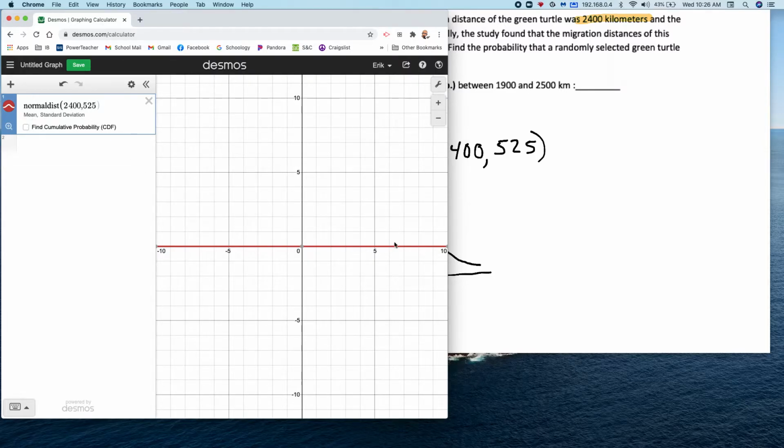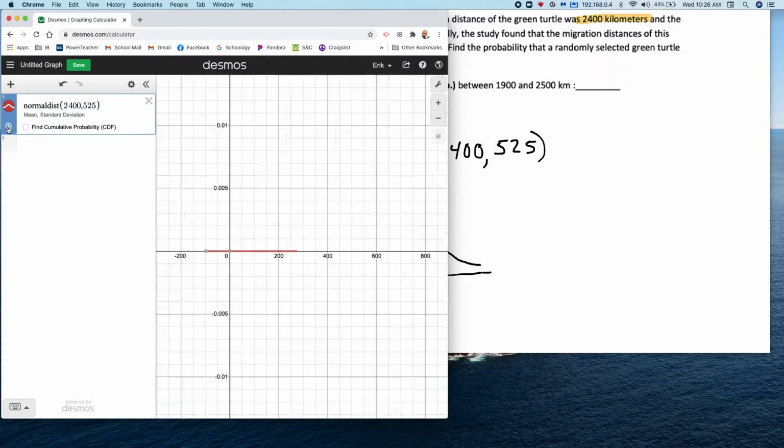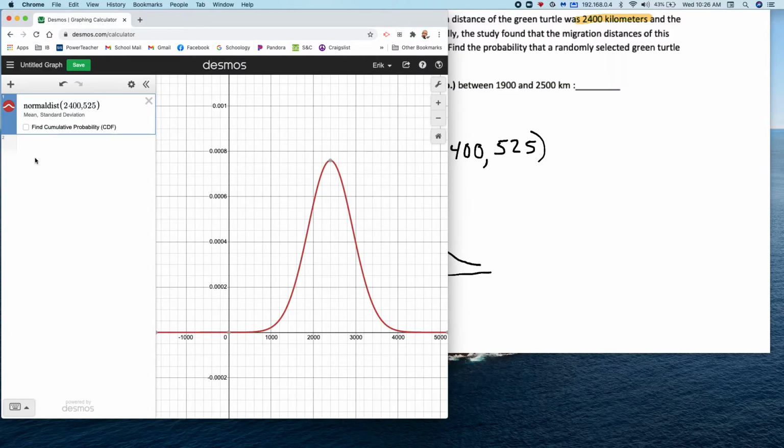Now it looks like this is a flat line. It doesn't look like a normal curve. This little button right here says zoom fit. If I click on that zoom fit, it'll adjust my window so that it looks like a normal distribution. Now it looks like a normal distribution. Notice that the mean is right there in the middle, 2400. It even gives you 2400 and it gives you a top value right there.